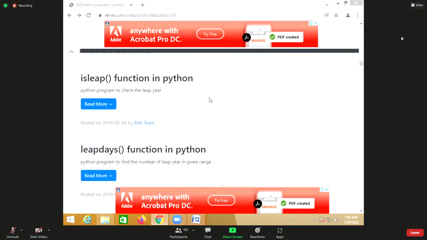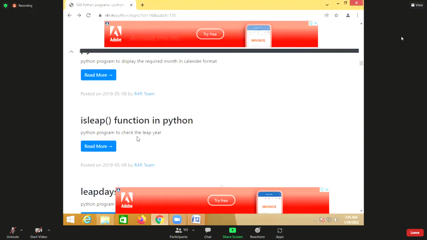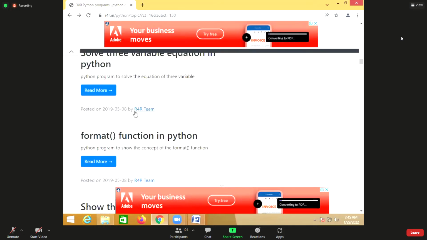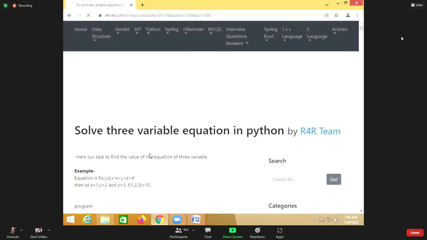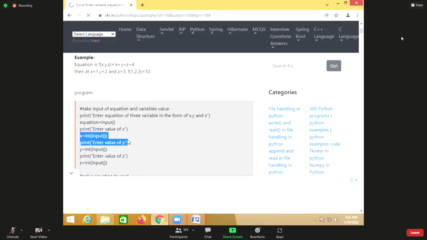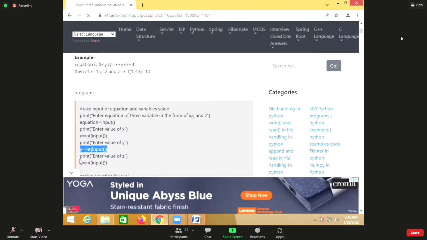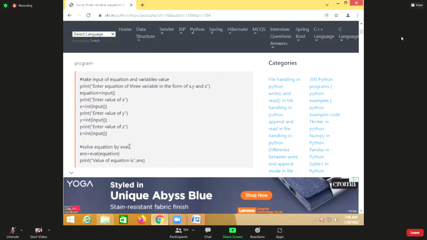Input command, you can input the values. Values you can input from keyboard. See here, x value is input, y value is input, and z value is also input. So values are input from the keyboard only.